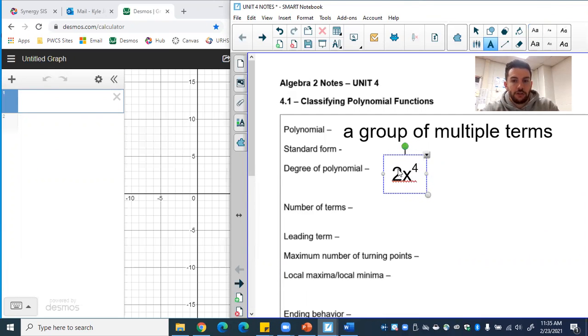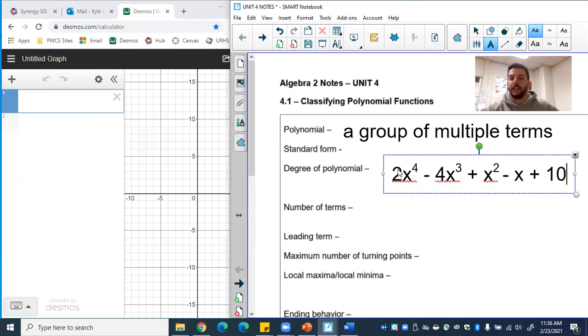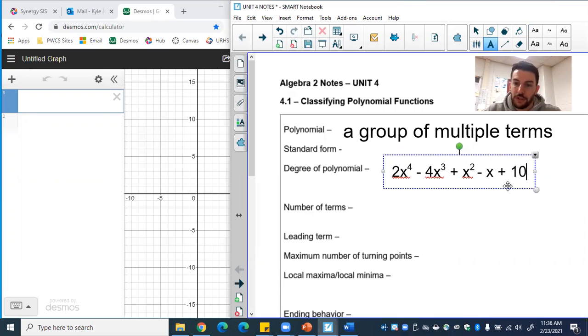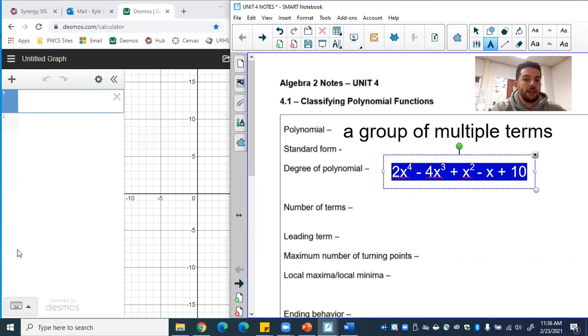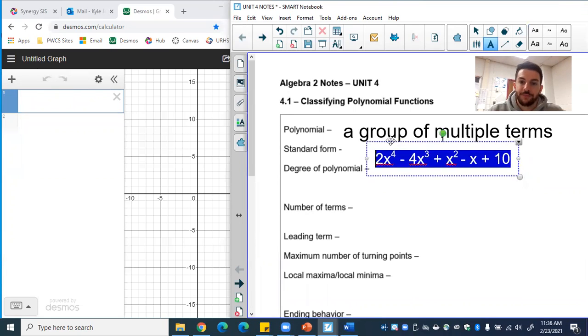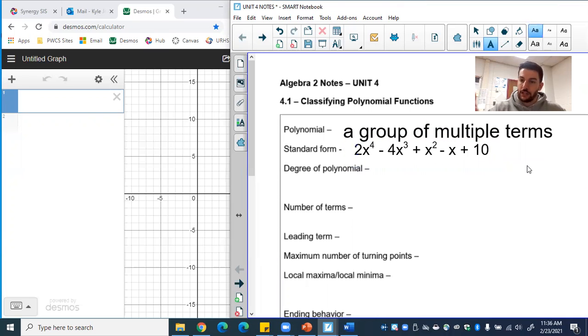You could also have 2x to the fourth minus 4x to the third plus x squared minus x plus 10 or something like that. That's a huge polynomial, but a polynomial just means a group of multiple terms of any size or type, okay? So standard form of a polynomial would be like I have it here, just a group of terms listed out like that.